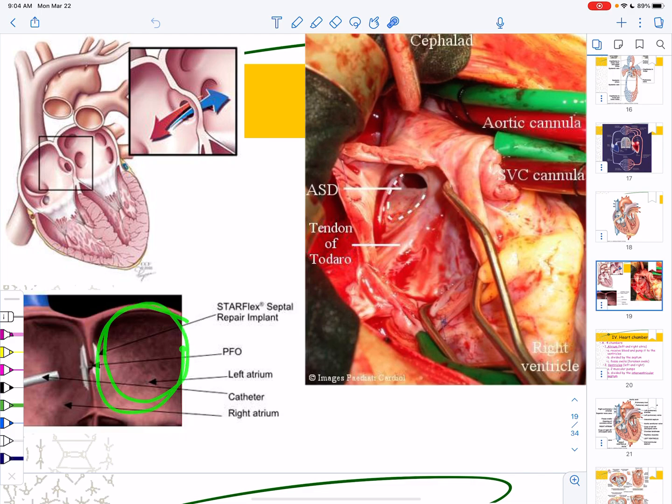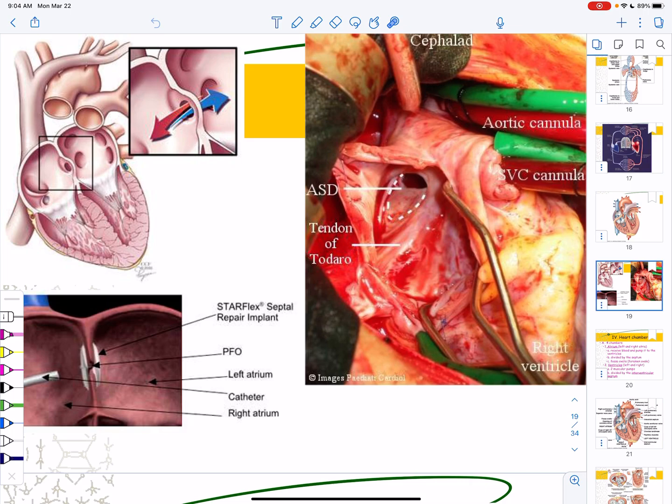This right here would be the left atria. This right here would be the right atria. They can feed this catheter in and put in a little device. This was taken from a website that was selling the Starflex septal repair implant. So they have a little plug that they can put in and close that heart opening. This is a pretty simple procedure nowadays in modern medicine, and thankfully we're developing these things to help people who have these sorts of issues.